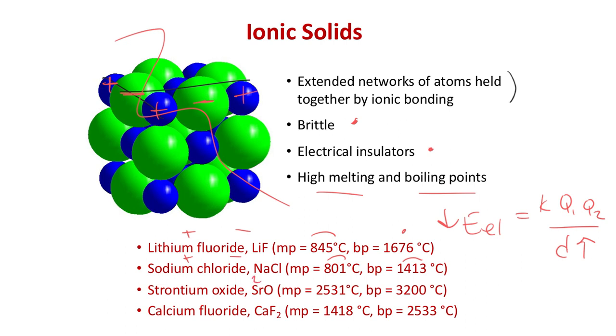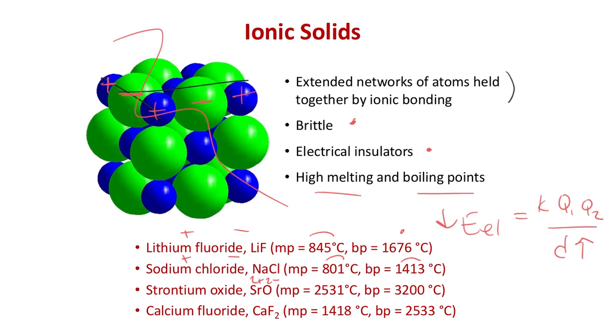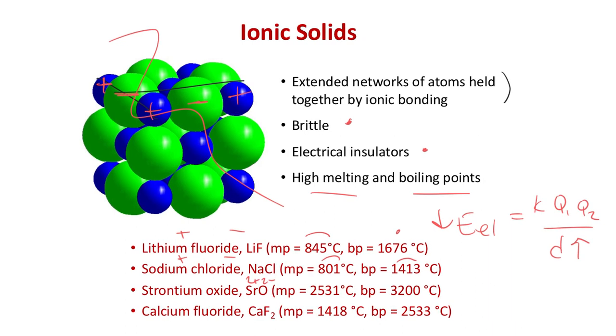And if you go to a 2+, 2-, we should increase the lattice energy. Remember, if you increase the magnitudes of charge, we increase the energy of electrostatic force of attraction. And so in that case, if you increase the charges, you make the ions more attracted together. It should take more energy to separate, more energy to melt and to boil, and that's exactly what happens. We have a much higher melting point and boiling point now.